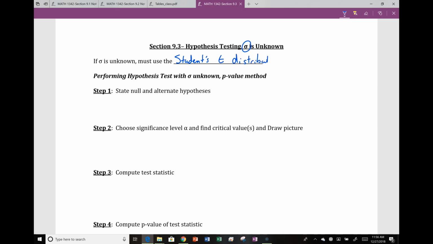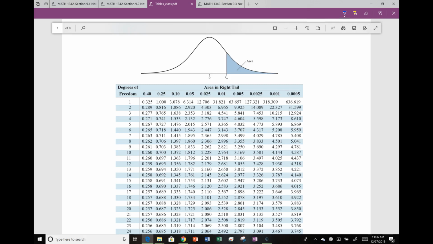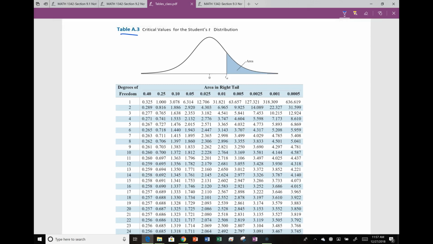We did this back when we were discussing confidence intervals in the same manner. When we were not given the population standard deviation, we had to use the t-values. The t-values are going to be slightly different, okay? We will use this chart right here, table A3, because this is the student's t-distribution.